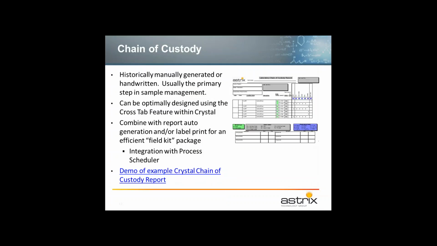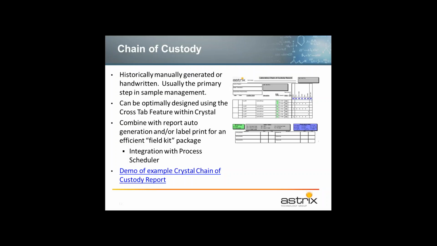You see chain of custodies across all markets. It really doesn't matter what market you're in, a typical type of chain of custody report is usually necessary. It's optimally designed using the crosstab feature within Crystal. And within the LabWorks application itself, you can combine this report with auto generation and/or label printing for an efficient field kit package that you can carry into the field with you, with a set of labels and a chain of custody to collect samples. And this whole thing can be integrated with Process Scheduler, which we can also discuss in a separate webinar.